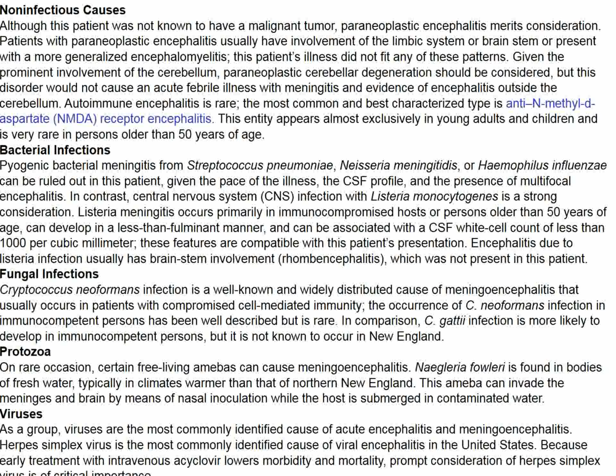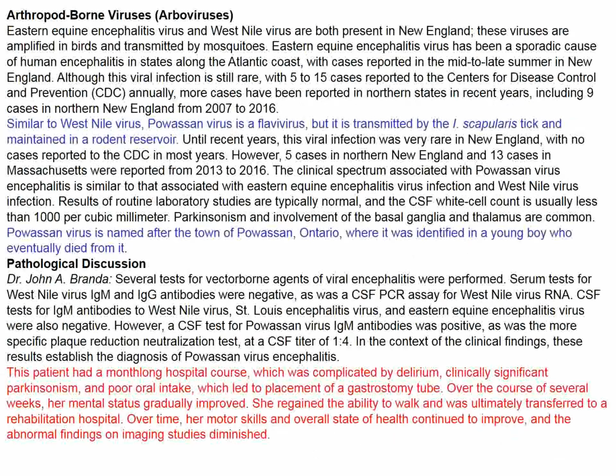And could this be a viral encephalopathy? And herpes simplex has been mentioned. And could this be an arthropod-borne virus? These occur in New England, and they are transmitted by various vectors, and this has to be considered. And there are antibody tests for this, and West Nile virus was looked at, and a bunch of others. St. Louis equine encephalitis virus was looked at, and it turns out that she has Powassan virus.